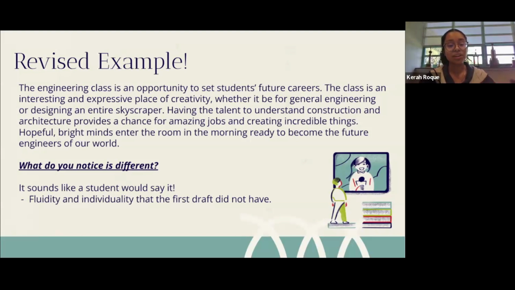This sentence has fluidity and individuality that the first draft did not have, which is especially important considering the context of this writing, of this example, because it was student-written work meant for a student publication. So it is especially important to make sure that fluidity and individuality of the student comes through in their own writing.